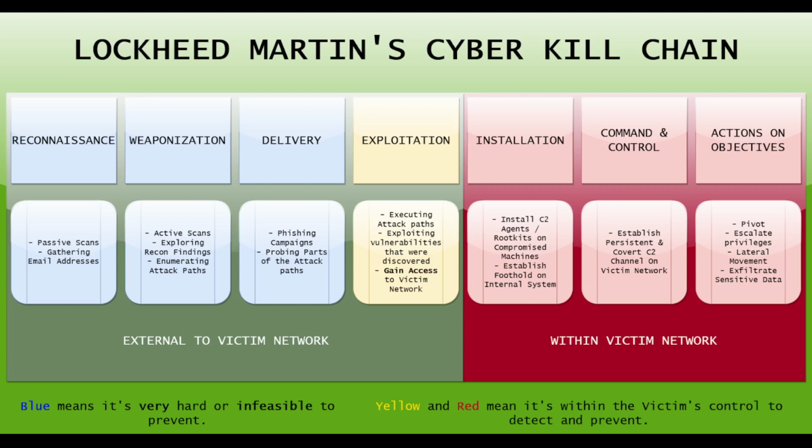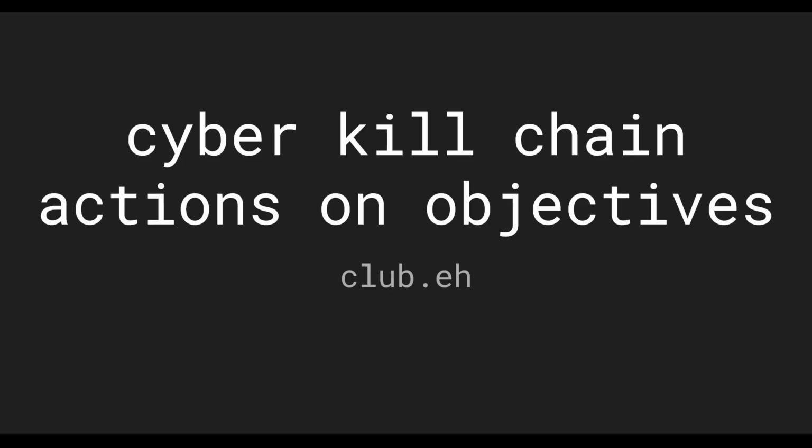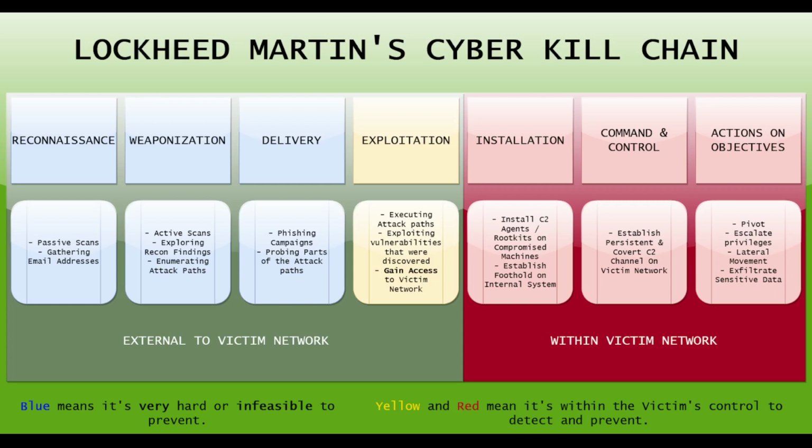In this phase, we talk about a lot of different things because the actions on objectives is really everything that the hacker intended to set out to do when they started the hack. So just a quick recap, the kill chain simulates the attack lifecycle by breaking it down into 7 phases: reconnaissance, weaponization, delivery, exploitation, installation, command and control, and actions on objectives. This kill chain was designed by Lockheed Martin.